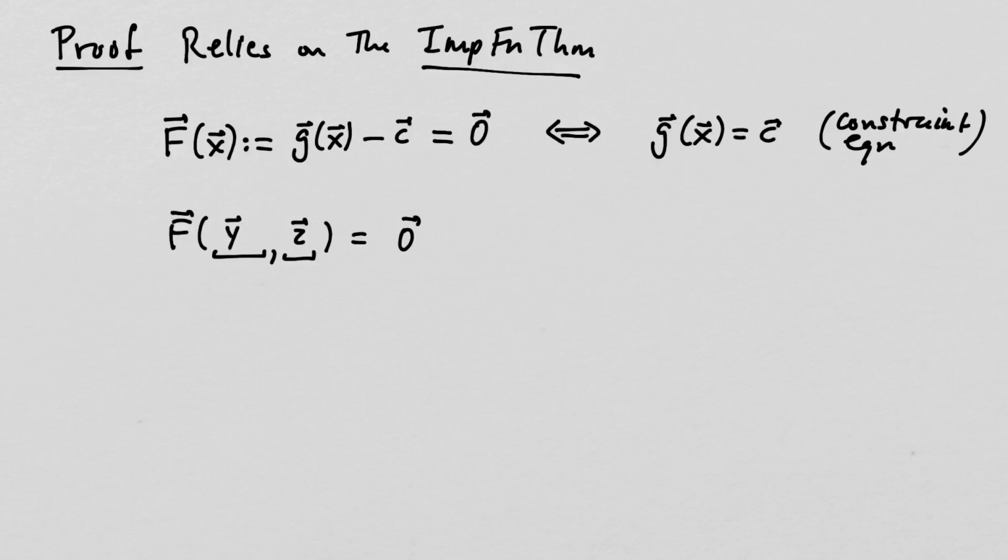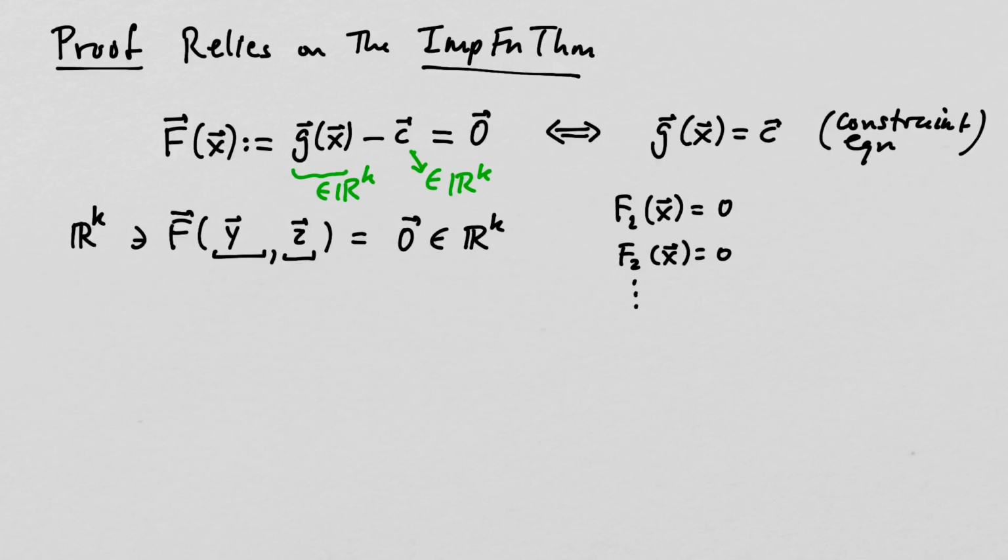Now we know exactly how many equations we have because we know that F is k-dimensional in its outputs, which means, by the way, that this 0 vector is also the k-dimensional 0 vector. How do I know that? Well, g of x has k-dimensional outputs, and this c is also a point in k-space. So when you subtract the two, you're still getting a point in k-space. That means you have k equations here, right? It's like f1 of x equals 0, f2 of x equals 0, up to fk of x equals 0. A system of k equations. So we can only expect to solve for k out of the d variables.